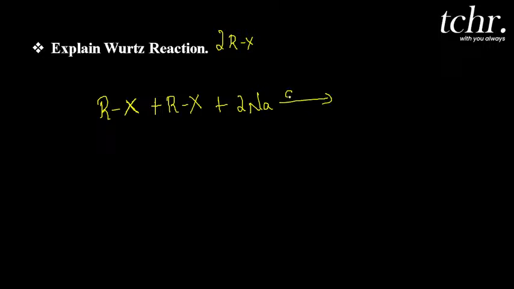Is it clear? Now for example, in general equation, you are already familiar that haloalkane is represented as RX. Students, I will take two molecules of RX. So to understand, I will write it as RX plus RX. Now you treat that with two molecules of sodium in the presence of dry ether as a catalyst.